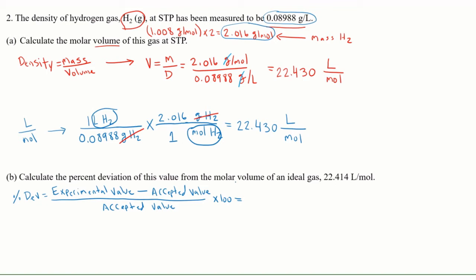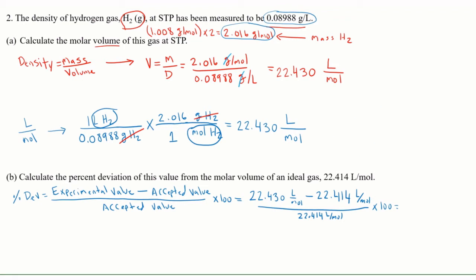So I can start entering my numbers in the equation, and I would have 22.430 liters per mole minus 22.414 liters per mole, divide by 22.414 liters per mole, multiply by 100. Okay, we can calculate the numerator now.